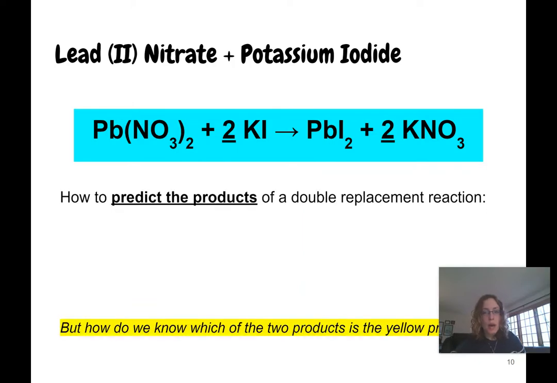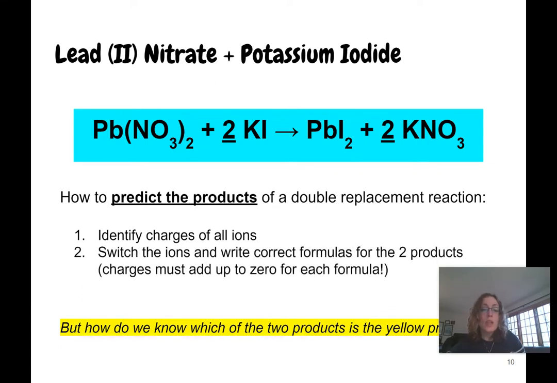So you can write this down as a general set of steps for predicting products in a double replacement reaction. First, you need to identify the charges of all the ions, which we did with our little pieces of paper. But when we get into some example problems, I'll show you how to do that. You need to then switch the ions and write the correct chemical formulas for the 2 products. That's really, really important. That's where you have to make sure that the charges will add up to 0. And then you need to balance the equation by adding the coefficients.